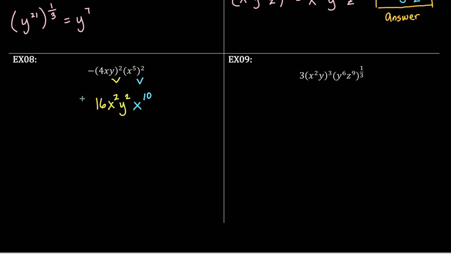And then we still have this weird negative thing. So we just put that negative right, orange. So this is the negative version of all this. So we got that here. Okay, now let's simplify this. So we get negative 16, x to the second times x to the 10th is x to the 12th. And we have y to the second. And let's go ahead and box that.